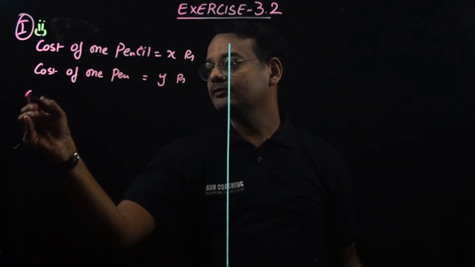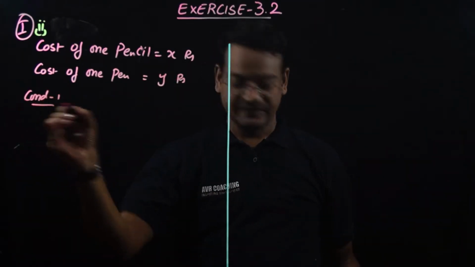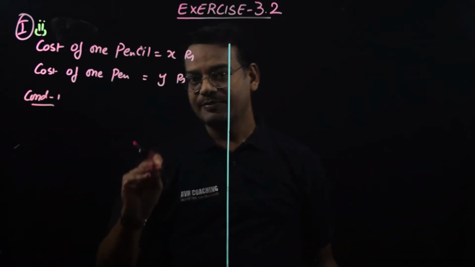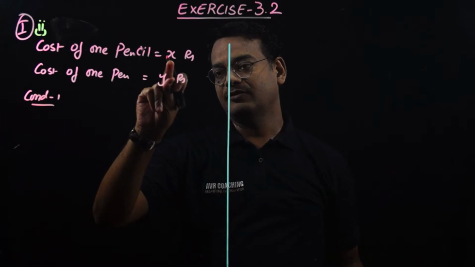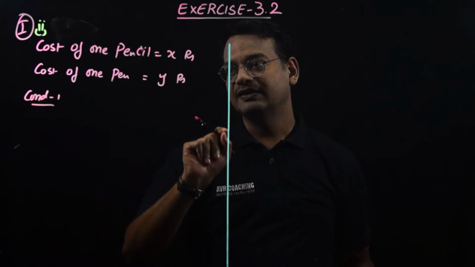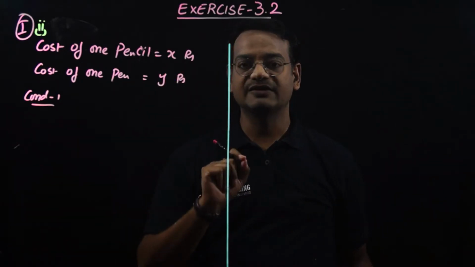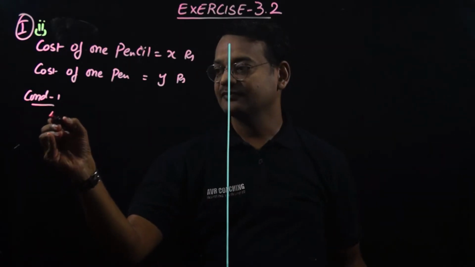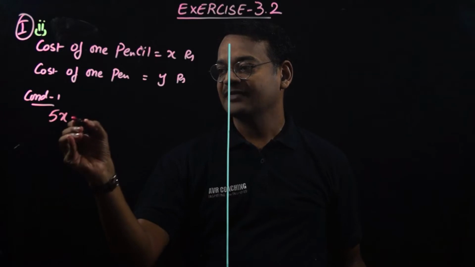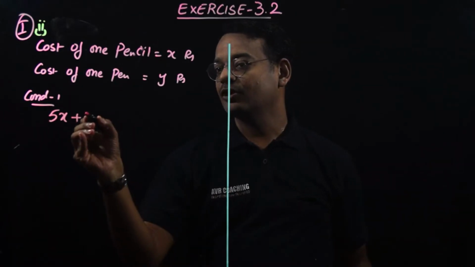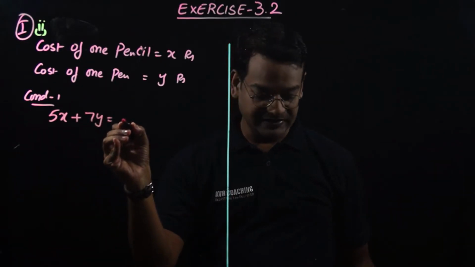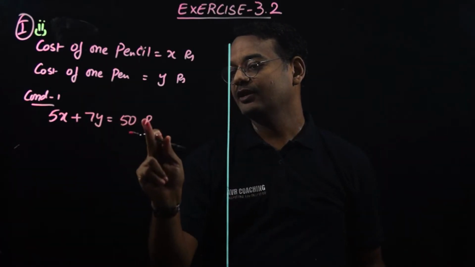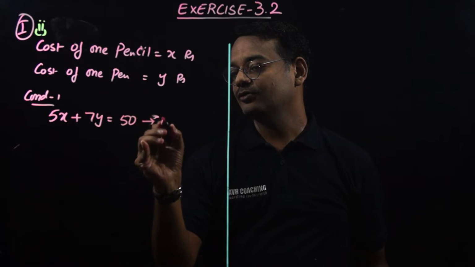Now condition 1 says the cost of 5 pencils. What will be the cost of 5 pencils? 5 into the cost of one pencil. If the cost of one pencil is 5 rupees, then the cost of 5 pencils will be 5 into 5. So 5 pencils will cost 5x and 7 pens will cost 7y. Now the total is 50 rupees. So this is equation 1.